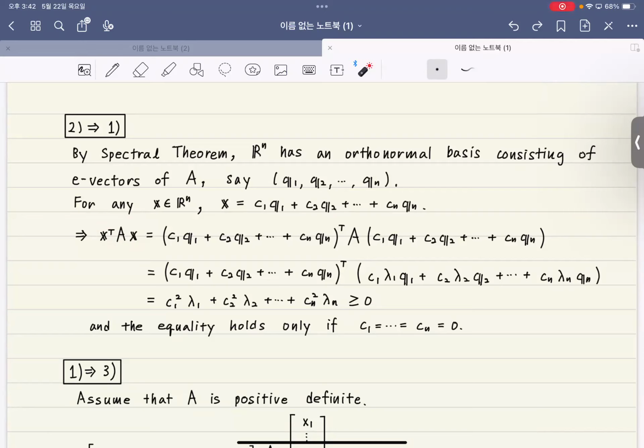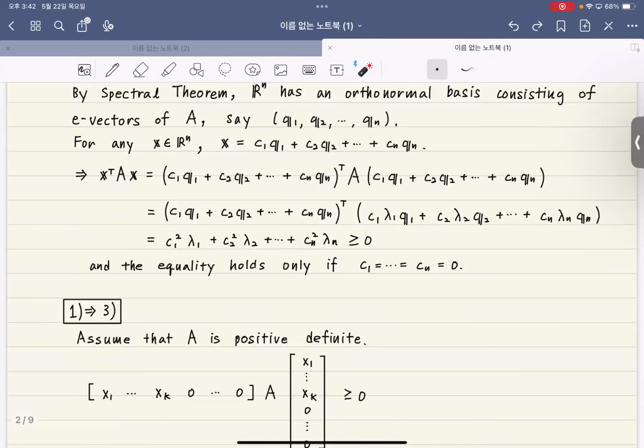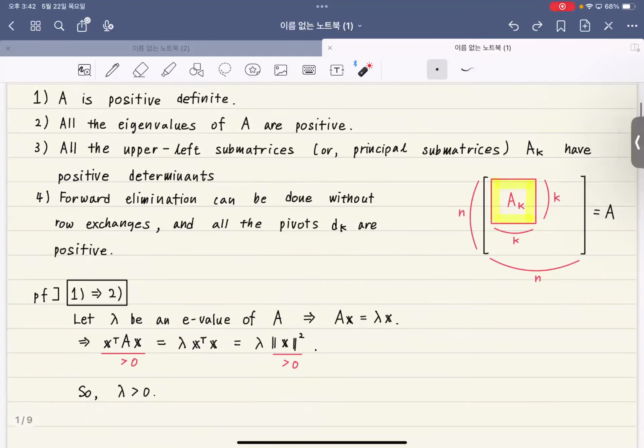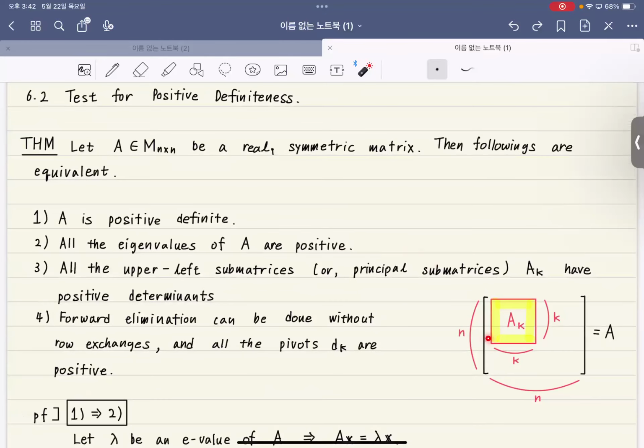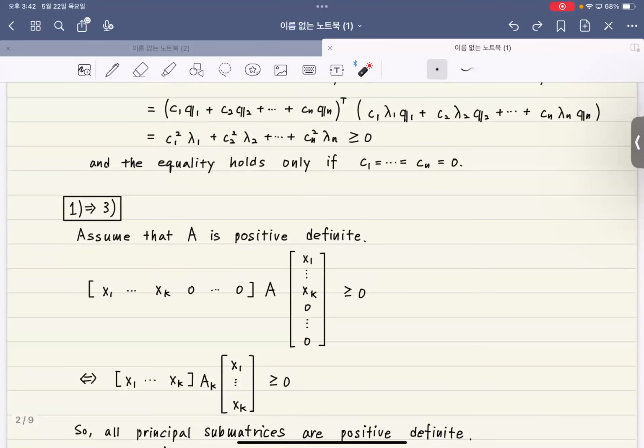Great. All right. Now I want to prove that statement number 1 implies statement number 3. Hey, what was number 3? Oh, number 3 was about the principal submatrices. Oh, okay, great. So we are assuming that A is positive definite. Therefore, for any vector X, no matter which vector you plug in here and there, the number must always be non-negative, right?